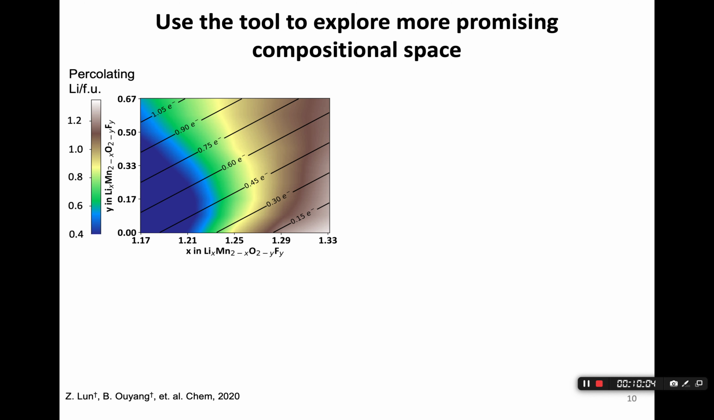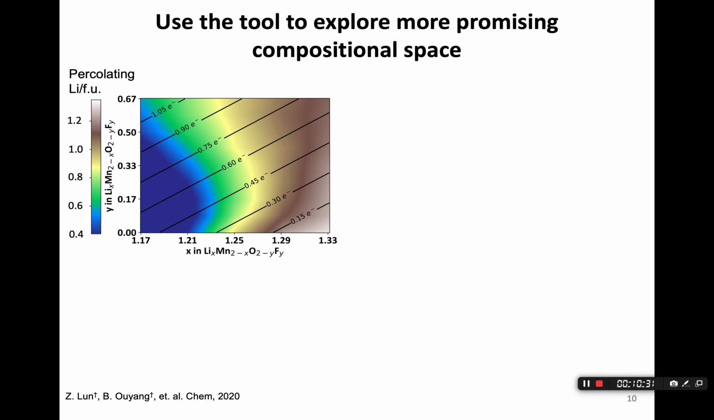And here I give you an example about one promising chemical space that we have found. With this kind of map, we can also predict what's going to be the best composition we would like to work with, right? So here I showed you a lithium manganese oxyfluoride, where manganese has a variety of oxidation states. That is why you can establish this map with two degrees of freedom.